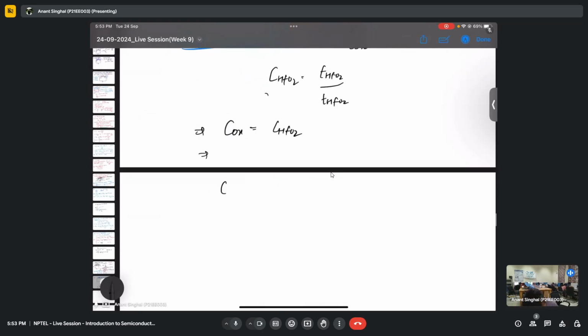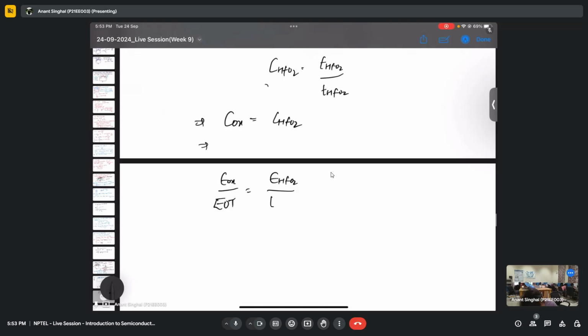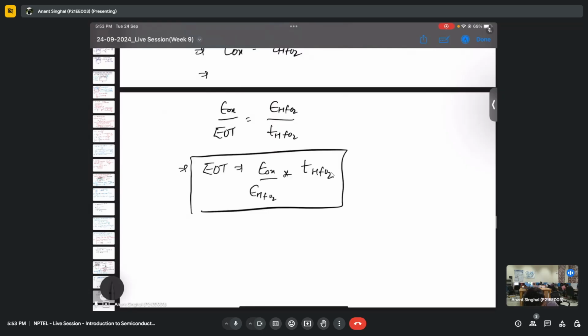and Cox is epsilon ox by Tox, and the effective thickness is always calculated with respect to SiO2. So I'm writing this Tox as EOT now, and this is nothing but epsilon HFO2 by THFO2, which will give me an EOT of epsilon ox by epsilon HFO2 multiplied by thickness of HFO2. And we know that this is 3.9 and this is 25, and this is the thickness of HFO2.